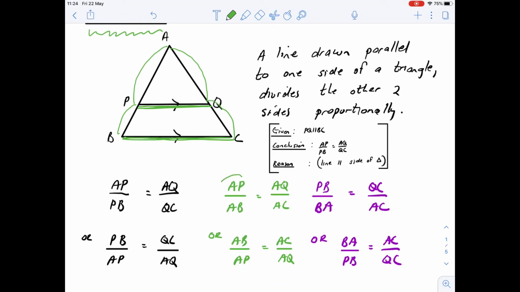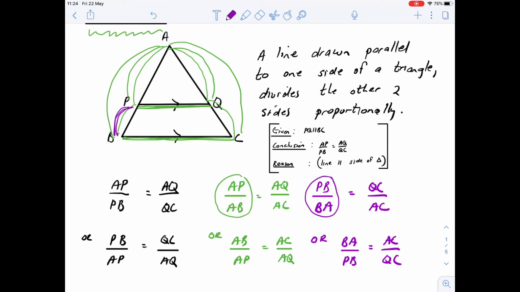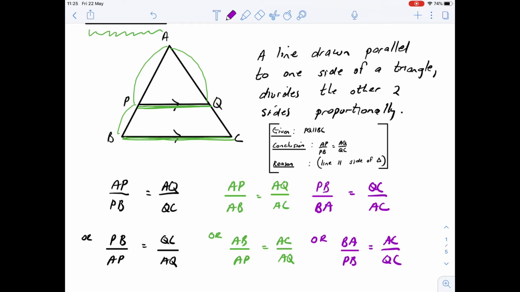We could also say, like I've said over here, that AP over AB is equal to AQ over AC. So essentially that's saying top over the whole side equals top over the whole side. And there are different ways that we can say it as long as we're consistent. So in the last one here, we've said that PB over BA is equal to QC over AC. In other words, I'm saying bottom over whole side equals bottom over whole side, or top over bottom equals top over bottom. As long as we're consistent, we have six different options available in terms of how we write the sides in proportion. So that's useful to just play around with. So that's the first theorem in a nutshell.